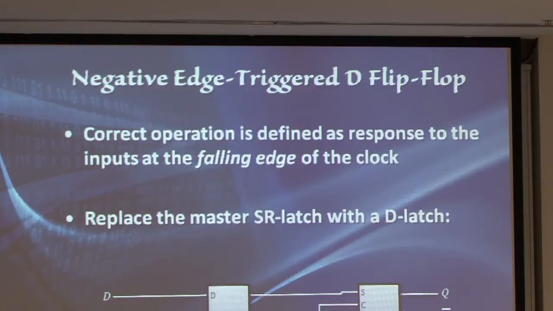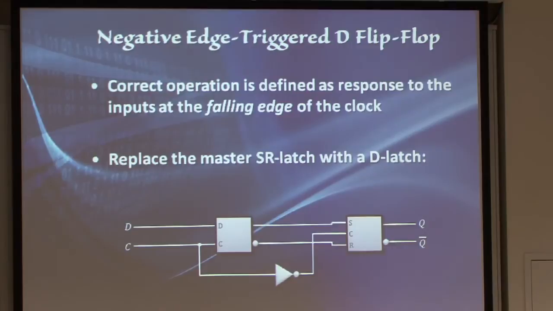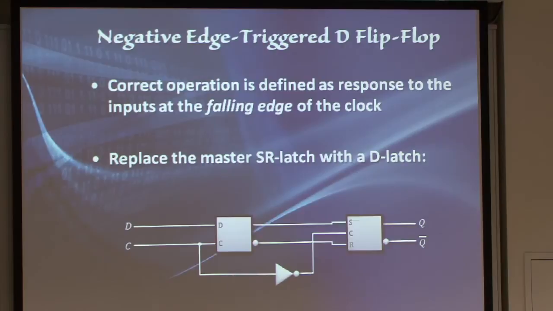Now, this is what it all converges to. The edge-triggered D flip-flop. And this is what you will use extensively in this course and for the rest of your life when you do digital design. So in order to fix this whole race condition issue, we can replace this master SR latch with a D latch. And if you remember, the difference between the SR latch and the D latch really is just that we're tying both the S and R to the D signal, where the R is tied through an inverter.